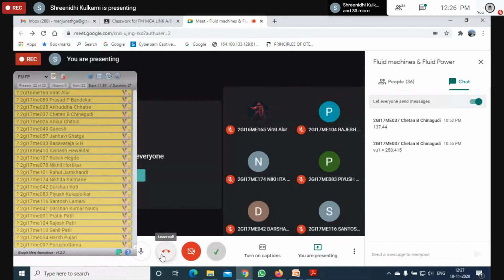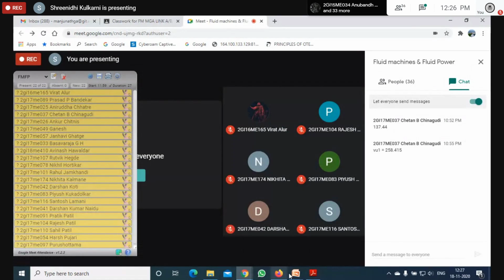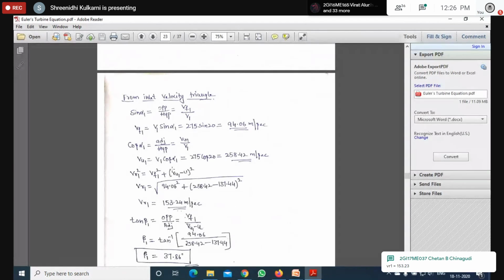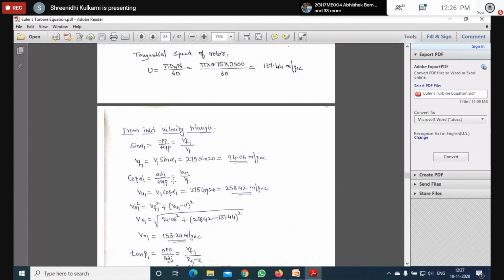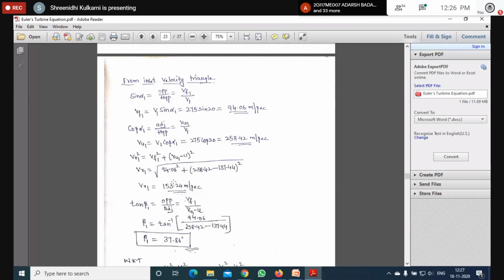So VU1 is 258, correct. Apply the Pythagoras rule for the inlet velocity triangle, this right angle triangle, and find out VR1. So we'll get VR1 is equal to 153.24 meter per second.